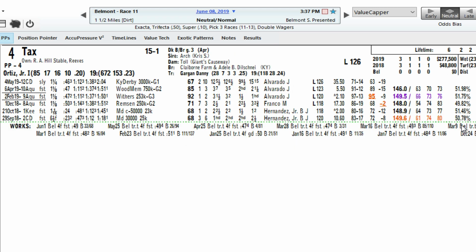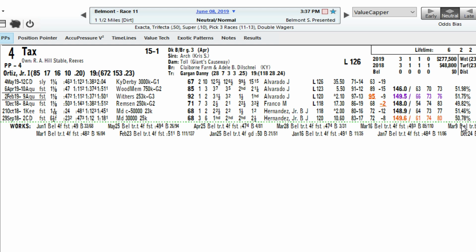Okay, so this is how I'm going about it. Tax. Oh boy, this is a tricky one. Didn't do very well in the Derby. Came second in the Wood to Tacitus, right? Then the races behind it, the Withers, which it won, the Remsen, and so forth. Positionally, it's good, and the energy expenditure is also good.